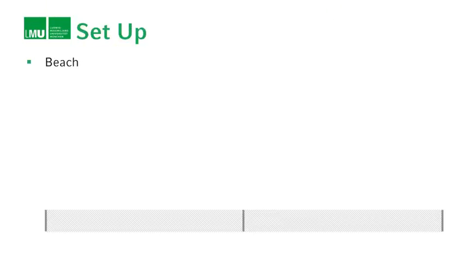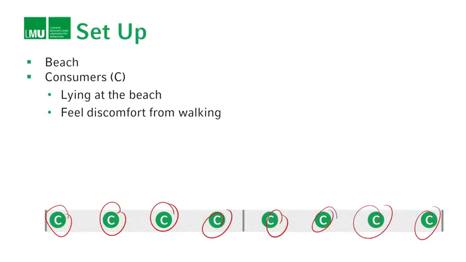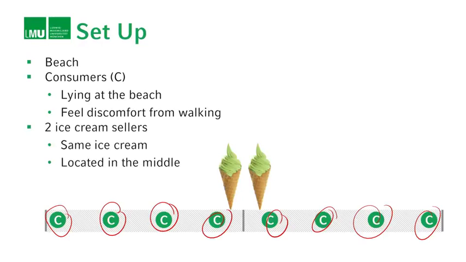So here's the setup of the Hotelling-Bertrand model. Let's put ourselves on the beach. So on the beach, we have consumers. Each of those green guys is a consumer, and they lie on the beach. They're spread in equal distances, and they just sit there and enjoy. And they feel discomfort from walking. They don't actually like walking over the hot sand, so it's not very nice. But at the same time, because it's sunny, they're into ice cream. They would like to get some ice cream.